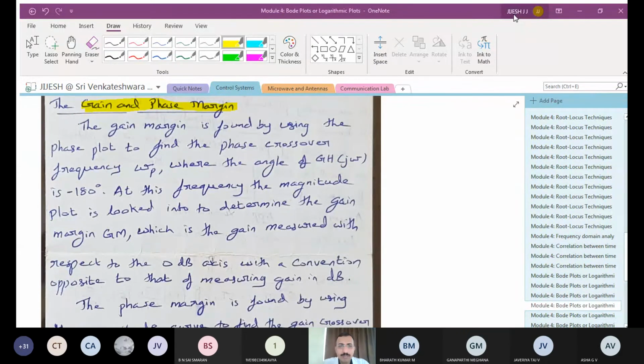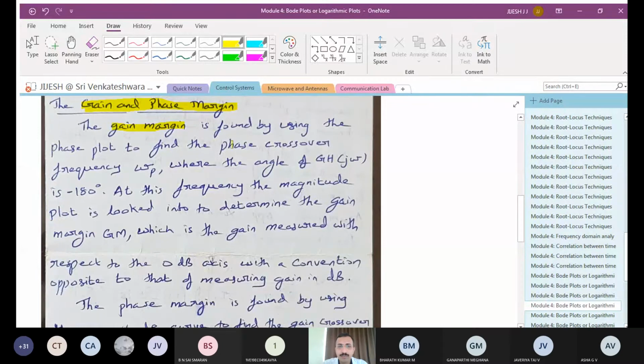Understand this carefully, which I am going to discuss now. That is gain and phase margin, and we need this gain and phase margin when you plot it in the Bode plot. So understand these things properly. The gain margin is found by the phase plot. So we have 2 things here. One is called a gain margin, another is called a phase margin.